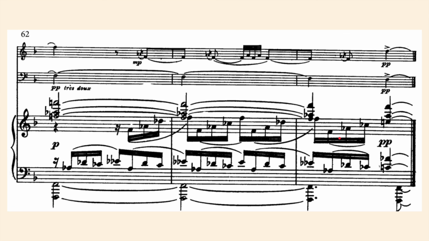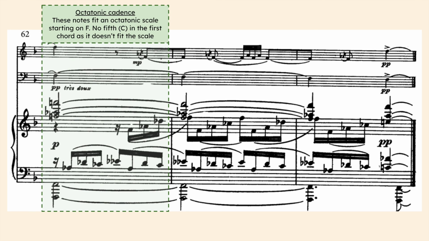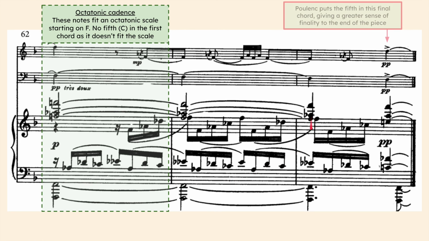Bar 62 begins with an F minor chord, and the rest of the notes of the bar are all octatonic, this time following an octatonic scale starting on F. There's no fifth or no C in this first F minor chord, and that's because the C wouldn't fit the octatonic scale being used. Instead, Poulenc adds the C to the final chord to make it a complete F minor, giving a sense of finality to the closing of the piece.